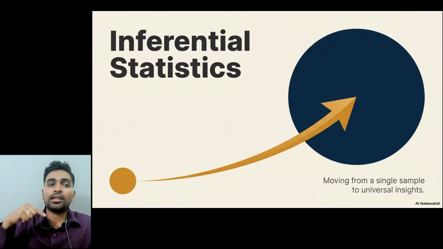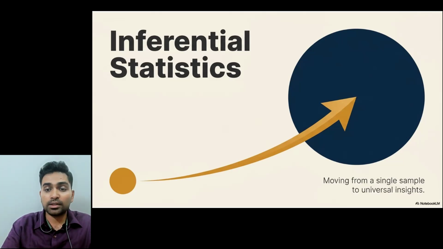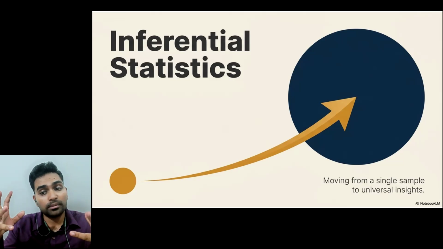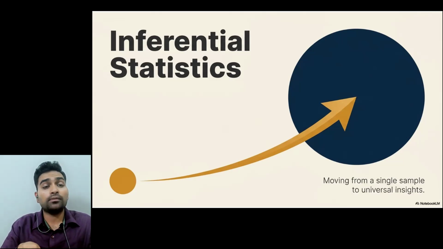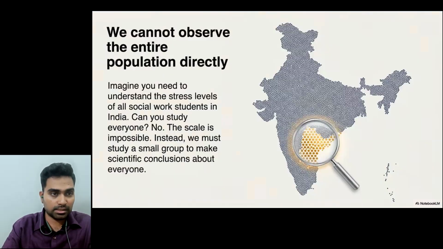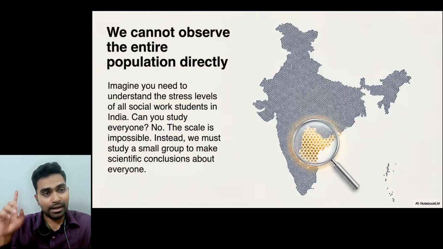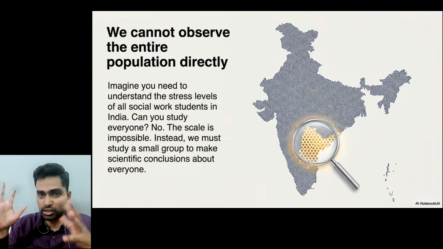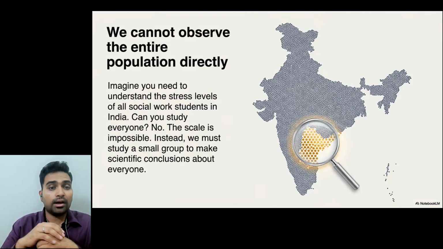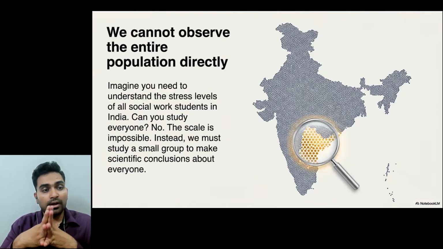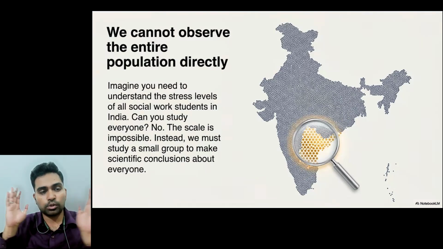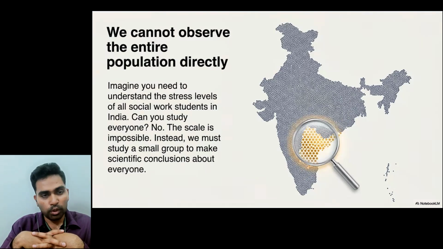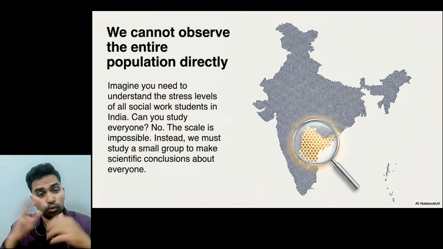So you are indirectly making assumptions about the larger group, which means you are moving on from a small sample, a small group, to making universal insights, generalizations. That is where, remember, in class I had mentioned you cannot observe the entire population directly. Take one good example. Take social work students as your subjects. Stress levels of social work students in India. Suppose 5 lakh social work students are there. Can you go to everyone? No, not possible. That scale is huge.